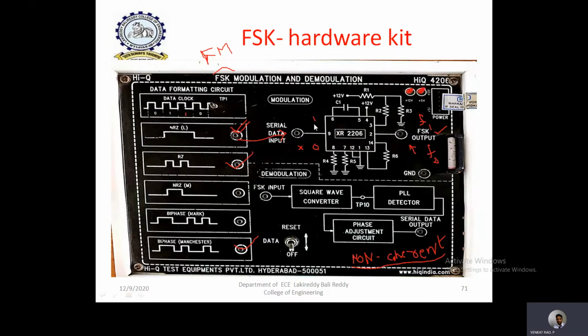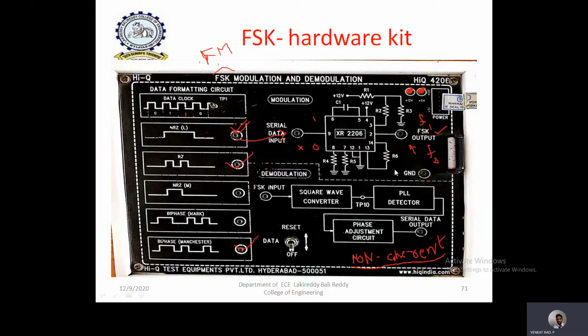Whenever the input is 1, from this bit sequence, automatically the FSK will produce the carrier signal with frequency F1, that is the high frequency or mark frequency. Whenever the input is 0, automatically it will produce the carrier with frequency F2, that is the low frequency.